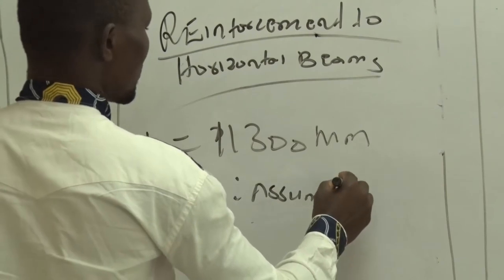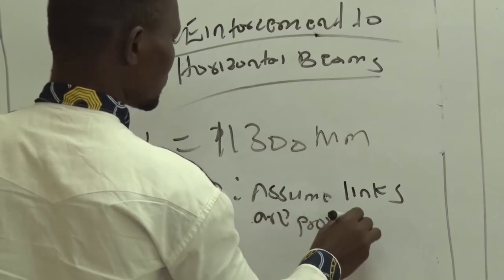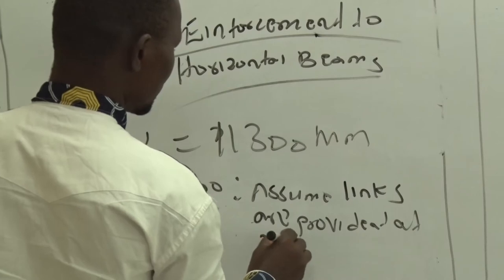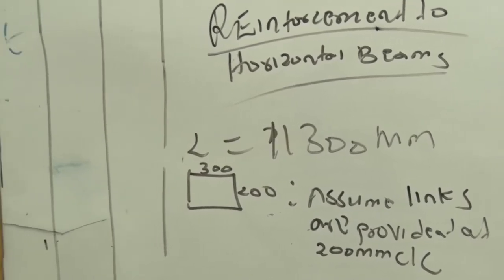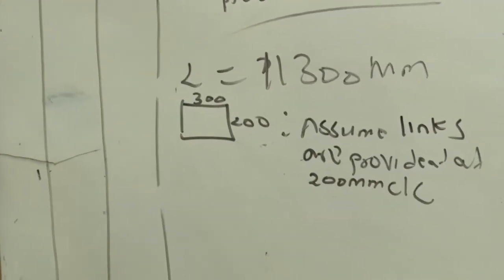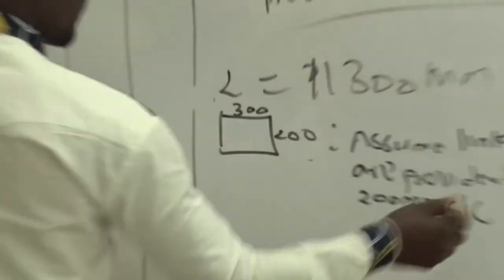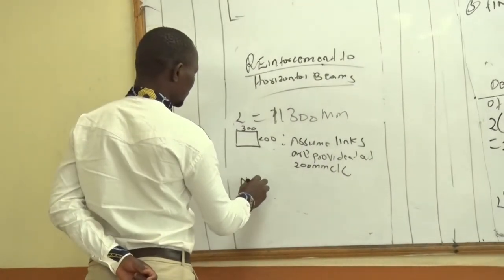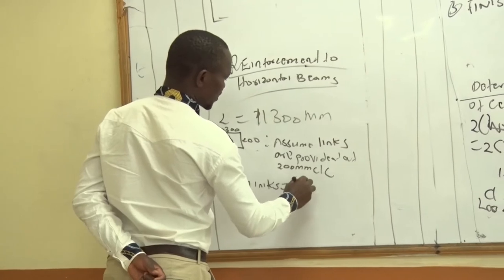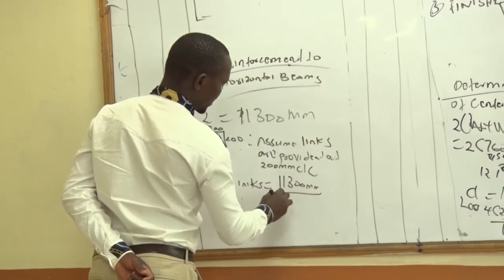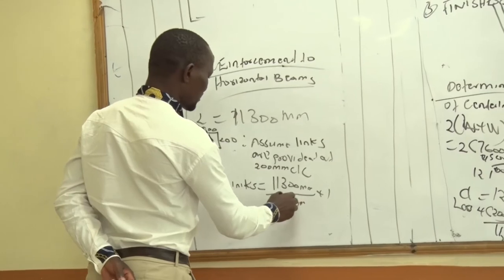Assume links are provided at 200 millimeters center to center. It means from one link to another is a distance of 200. So we want to know how many links will we provide for all these beams. So number of links is equal to length, which is the center line, 11,300 millimeters divided by 200 millimeters, plus 1.